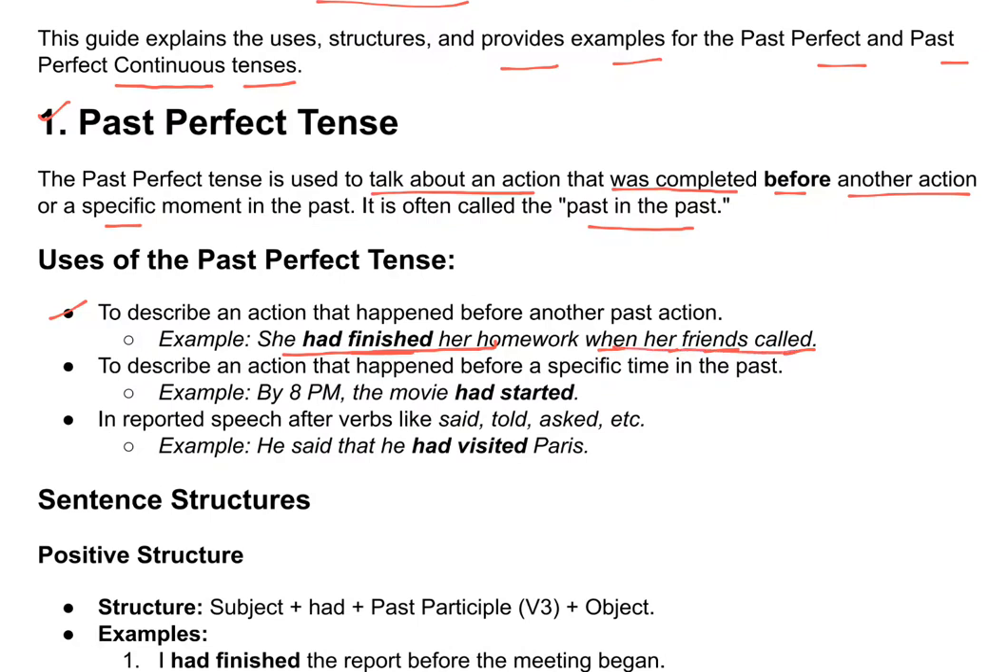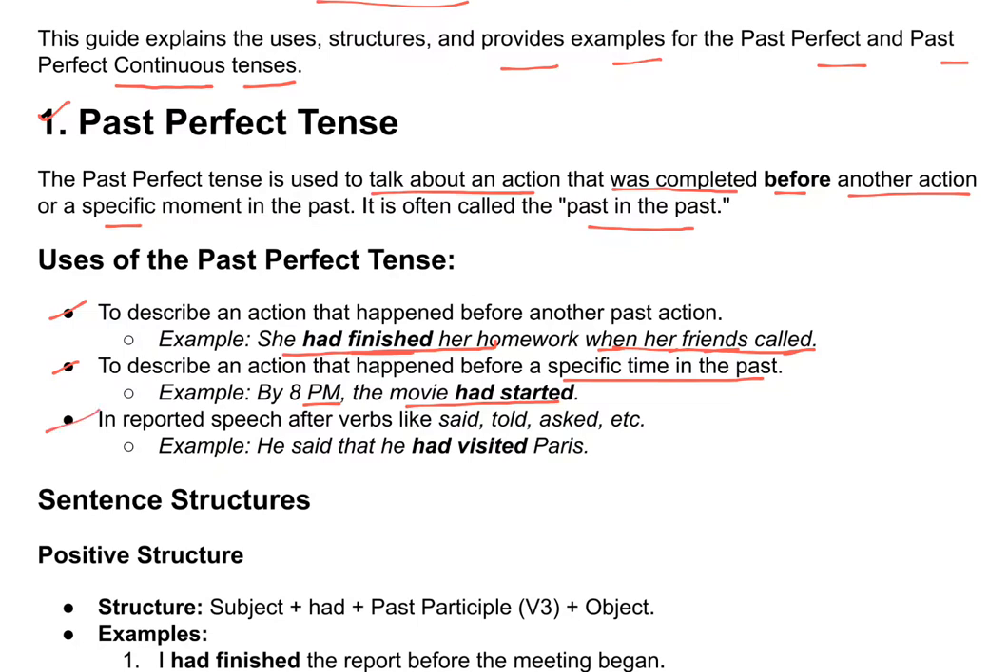Okay, second use: to describe an action that happened before a specific time in the past. Second use basically describes a specific time in the past. Example: by 8 p.m. the movie had started. This shows the specific time, 8 p.m.